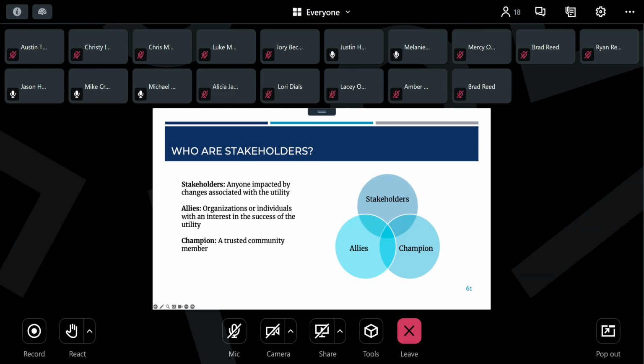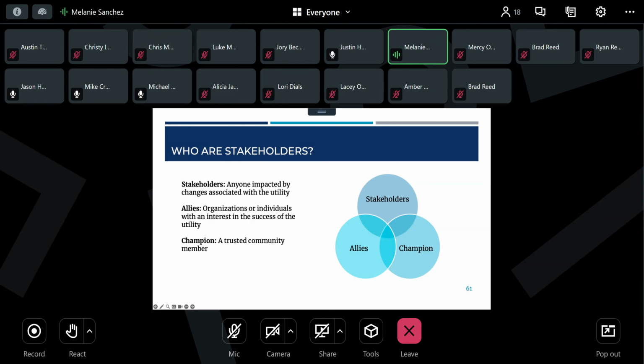include community organizing groups, technical assistance providers, senior centers or community centers, local chamber of commerce, schools, and child care facilities. And then lastly, a champion is going to be a trusted community member who believes in the utility and any changes made by that utility. Someone who's really willing to promote and communicate the value of the changes. Examples of champions are a citizens committee, a TA provider, the owner of a system, or a county or regional government.